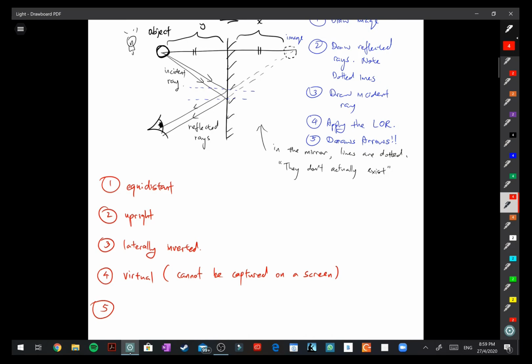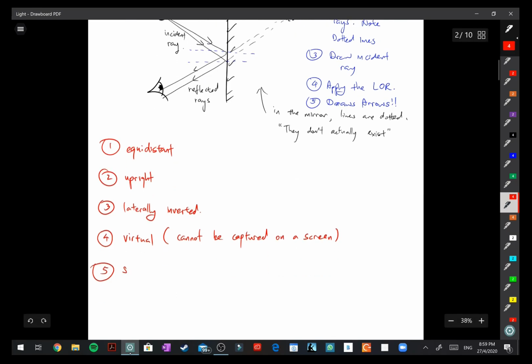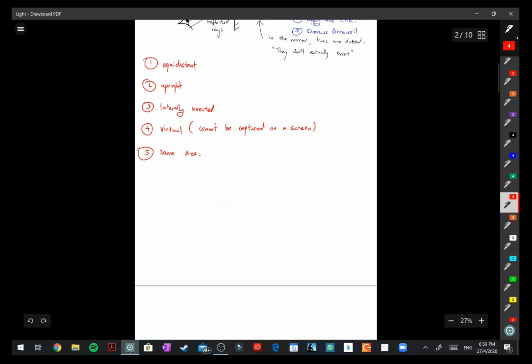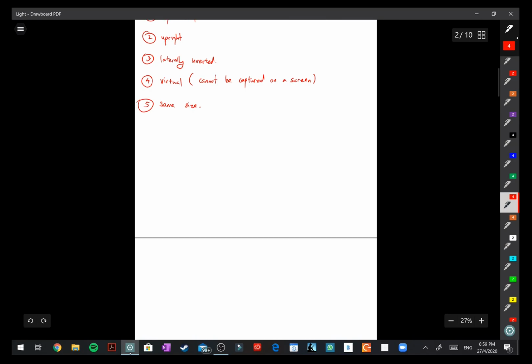And number 5, the image is actually the same size as the object. If you look at a mirror, what you see is what you get, unless they use a different mirror. We will talk about that in the later part of the chapter. We talk about concave and convex mirrors that departmental stores use to make you feel like you look good, but when you go home and look at the mirror, you realize, why did I buy that dress? So these are the 5 characteristics that you need to know of an image formed by a plane mirror.